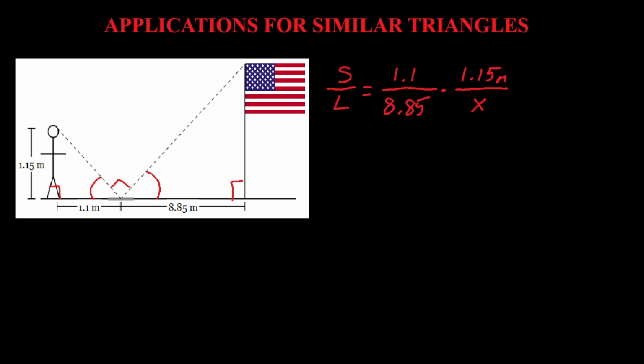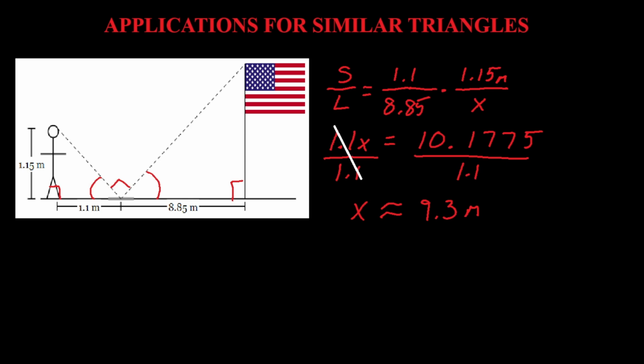To solve this, I do the cross products, which will give me 1.1x, which will equal 8.85 times 1.15, which is 10.1775. I then divide both sides by 1.1, which then gives me that x is approximately 9.3 meters.